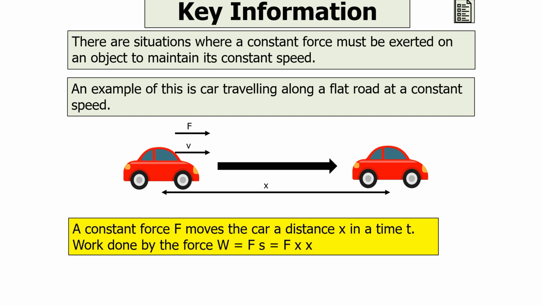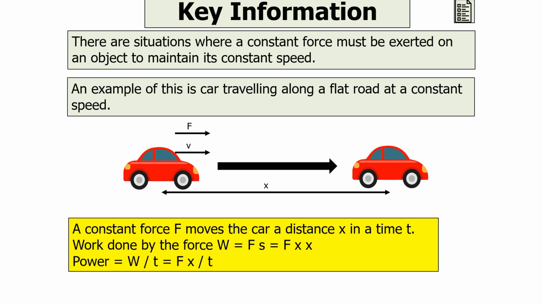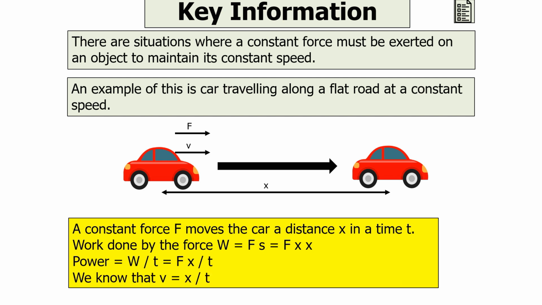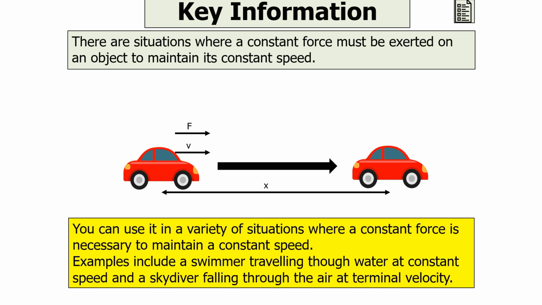Now as a constant force F moves the car a distance x in time t, we can say that the work done by the force W is equal to the force times the displacement, or in this instance F times x. We have just said that power is equal to work done over time. Now we know the work done is Fx, so therefore the power is Fx over time. We know that velocity is equal to x over t, the displacement over the time. So we can sub that into the equation to say that power is equal to the force times the velocity of the object.